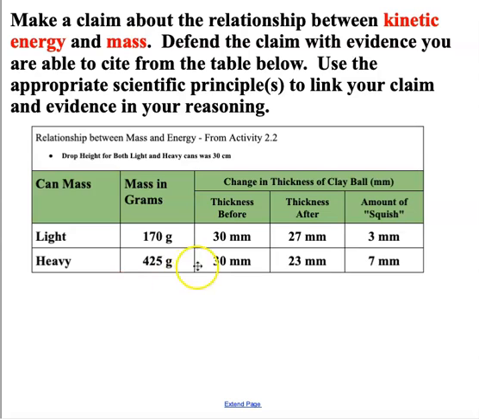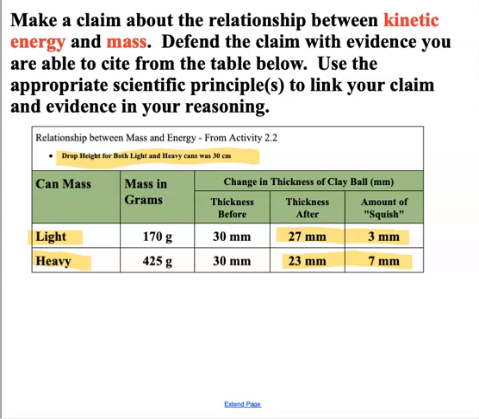Now, you have to look at your data down here in order to figure that out. So if I start looking at my data right here, we see that here's the light can and here's the heavy can. The light can, 27 millimeters after, they're both 30 to begin with. This is important because some of you didn't realize this, but they were both dropped from the same height. One squished 3 millimeters, the other one squished 7.